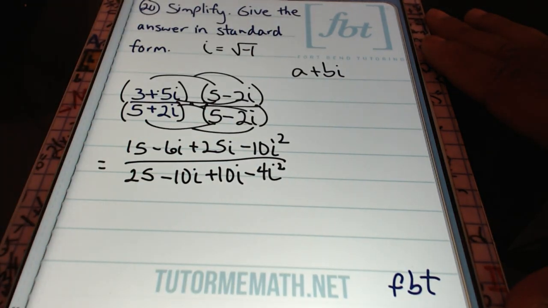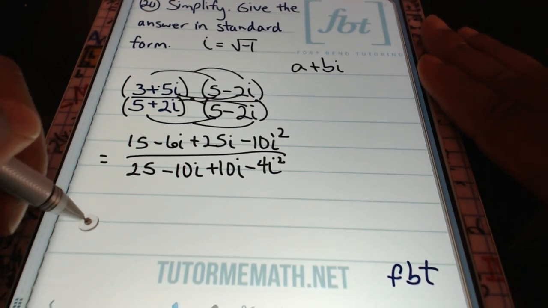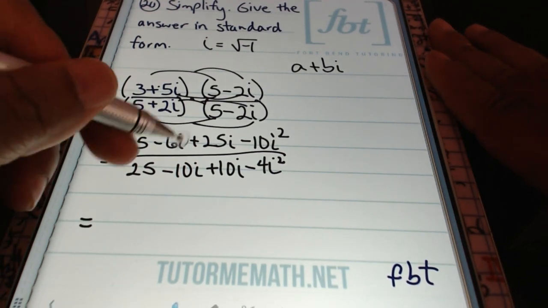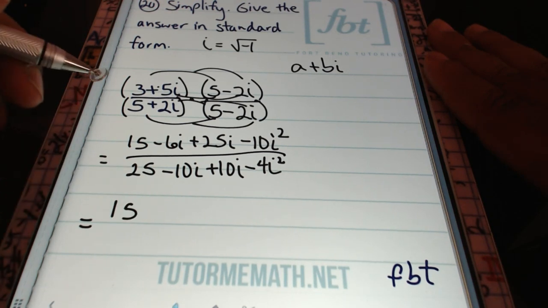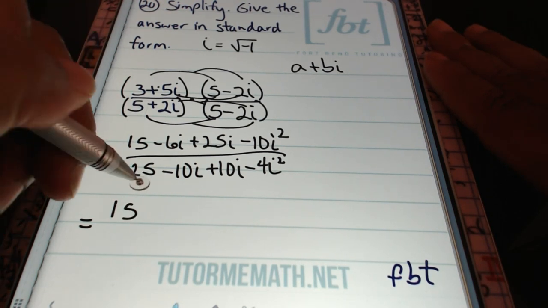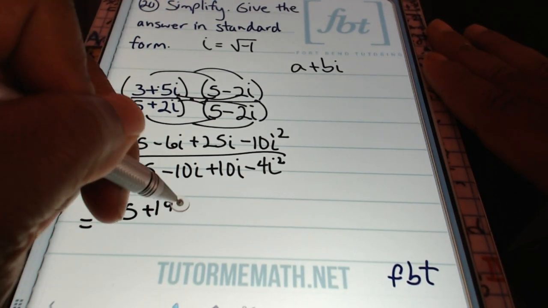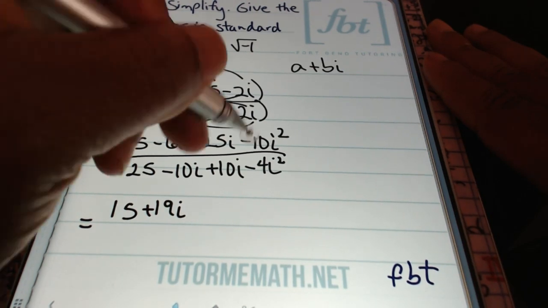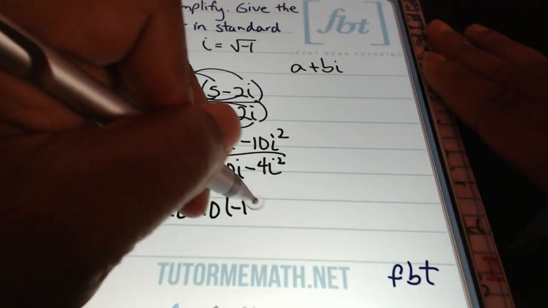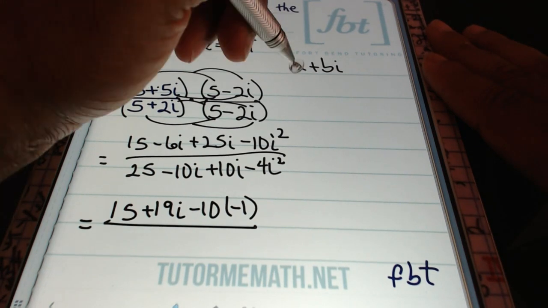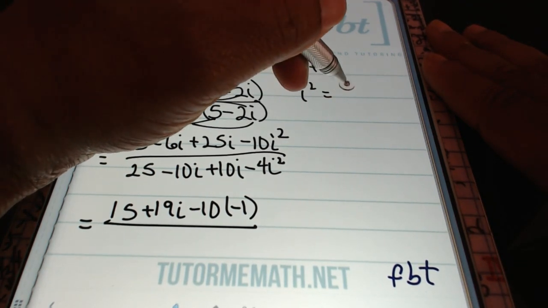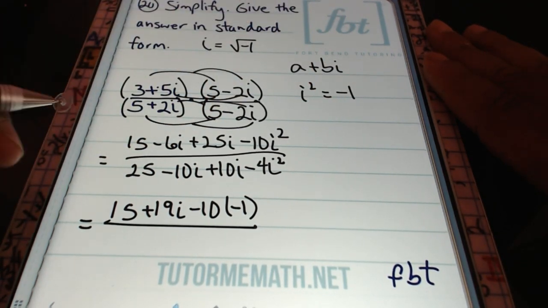So let's continue, and we'll continue by combining our like terms. So we have 15, negative 6i plus 25i gives you 19i. Then we have negative 10 times negative 1. Why is this negative 1? Because i squared is equivalent to negative 1. That's why.